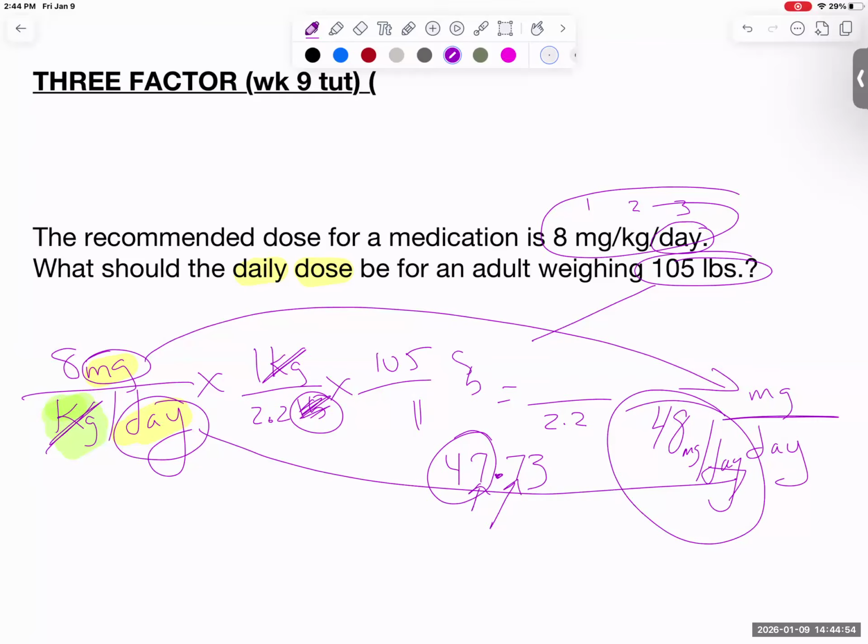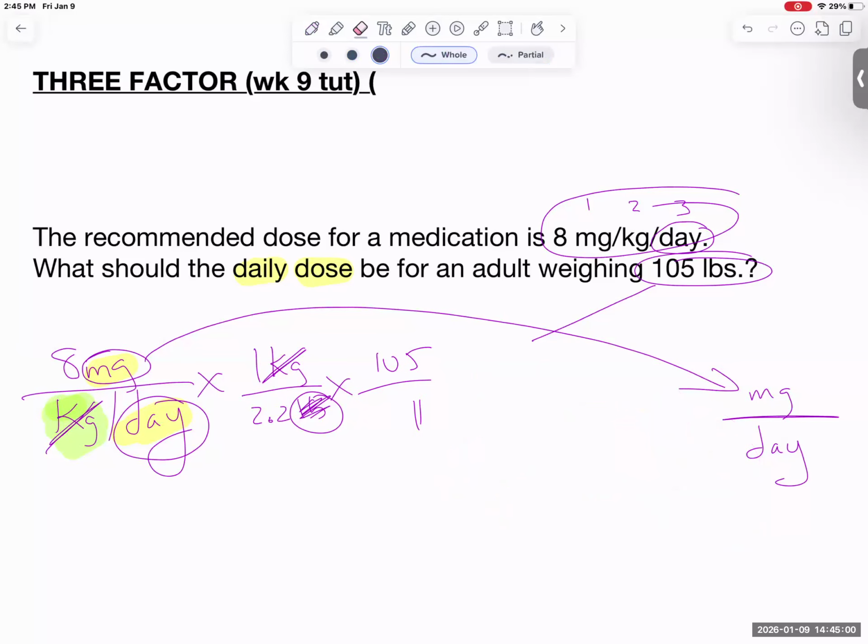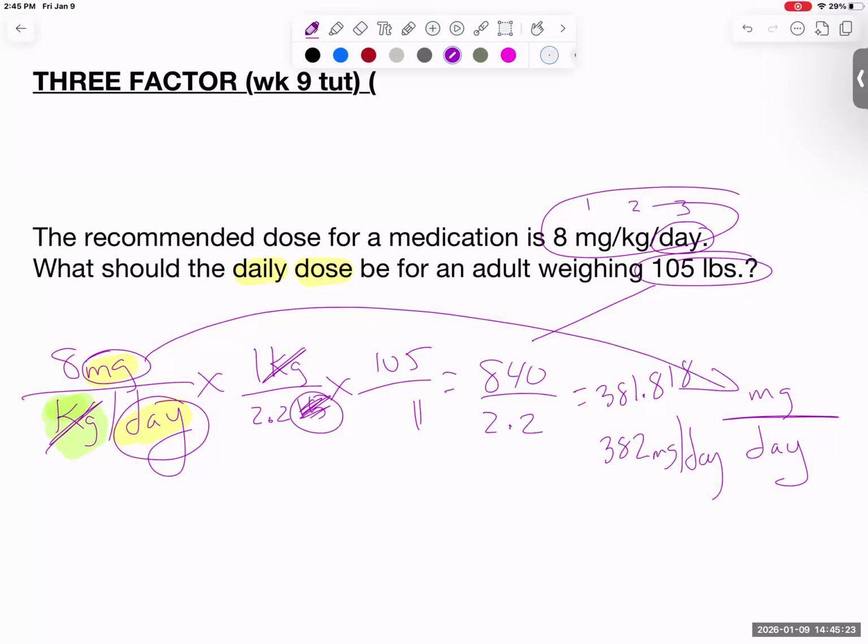Yes. Sorry. Thank you. Oh my God. No. Hold on, stand by. Stand by. 840 over 2.2. See, I told you if I see a squirrel, that's it. So the answer will be, what is it? I got 382.1818. So the answer is 382 milligrams per day. You with me?